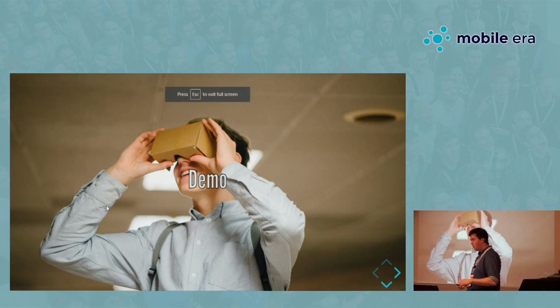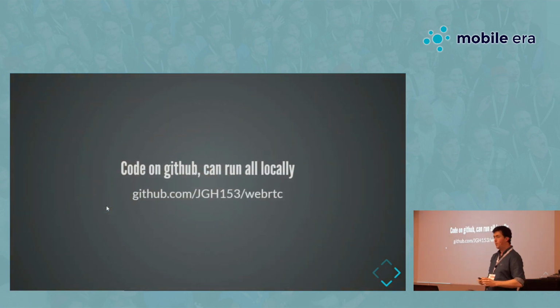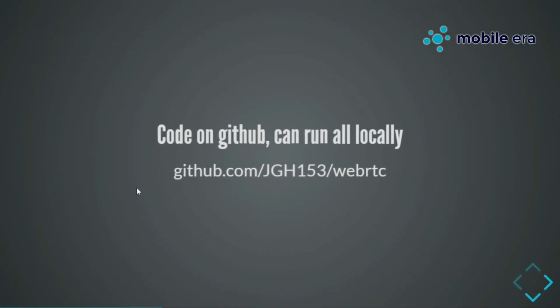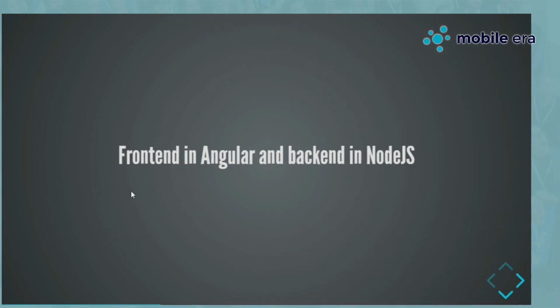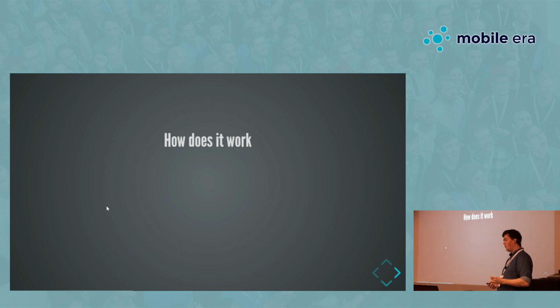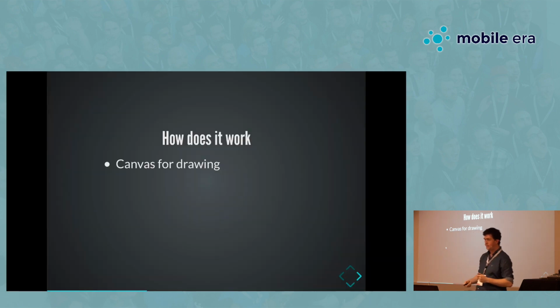Right. So the really simple demo here is available on GitHub if anyone just wants to poke around with it. Because when you're learning WebRTC, finding a working example is really important. The front end is in Angular and the back end is in Node.js. But you can use either, it's just my preferred two. And it's really simple. It's just using canvas for drawing, like here's a point, here's another, draw a line between them, based on where the mouse is.